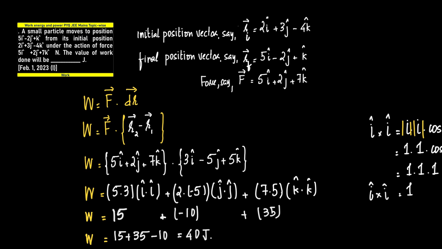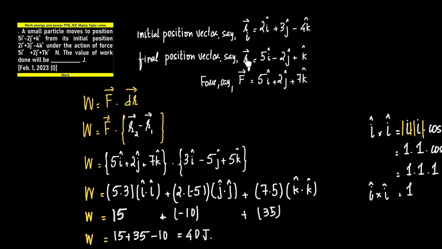dr, right? And what is dr? Change in the displacement. What is change in displacement? It is the final displacement minus the initial displacement. Now let us say that the initial position vector is r1, so r1 is equal to 2i plus 3j minus 4k, and rf is equal to 5i minus 2j plus k. And therefore, what is dr?